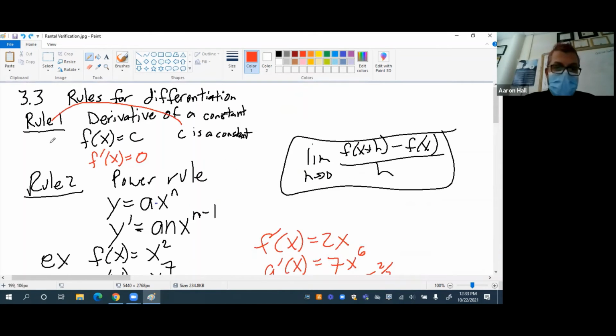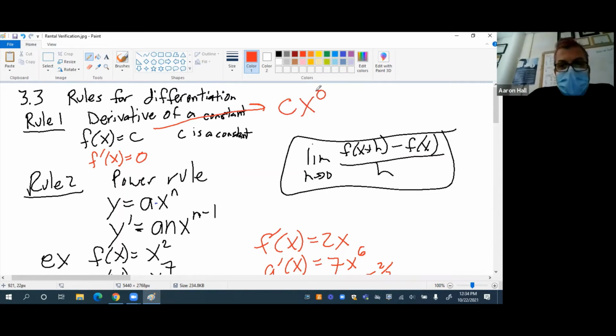How is this the power rule? The constant rule is the power rule because this is c times x to the power 0, and anything to the power of 0 is 1. If I take the derivative of this, f prime of x, using the power rule, you multiply everything by 0. So I have c times 0 times x to the power of -1. But anytime I multiply by 0, it all goes to 0. So we don't have anything there.